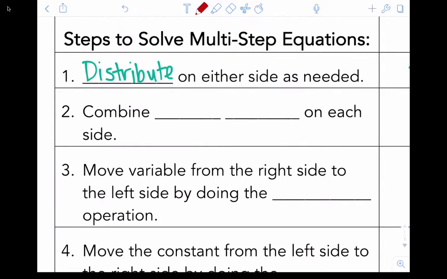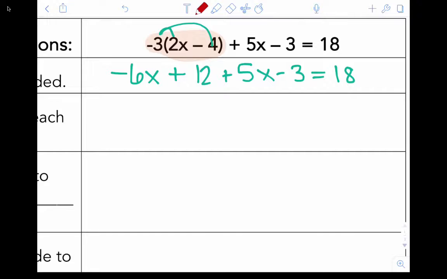Now I'm going to combine like terms on either side of the equation, on each side of the equal sign. So I'm going to combine like terms on the left side. I'm going to combine like terms on the right side. At this point, I am not moving back and forth. I'm not moving numbers to the other side of the equation. I'm just working on one side at a time.